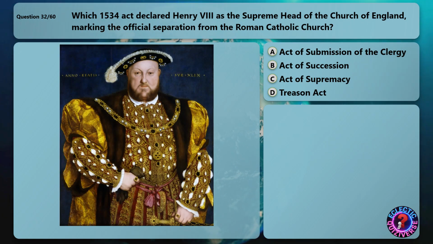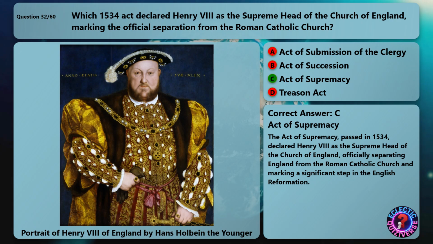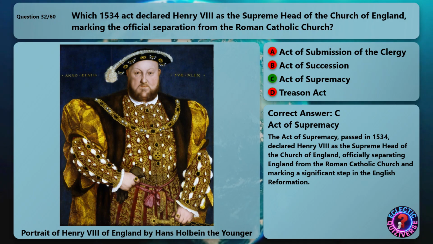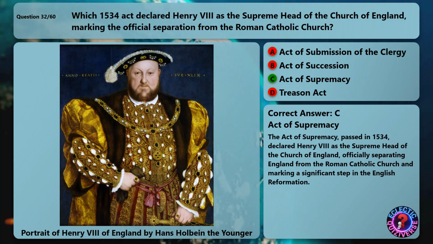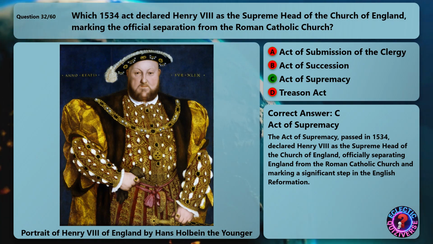Which 1534 Act declared Henry VIII as the supreme head of the Church of England, marking the official separation from the Roman Catholic Church? The correct answer is Act of Supremacy. The Act of Supremacy, passed in 1534, declared Henry VIII as the supreme head of the Church of England, officially separating England from the Roman Catholic Church and marking a significant step in the English Reformation.